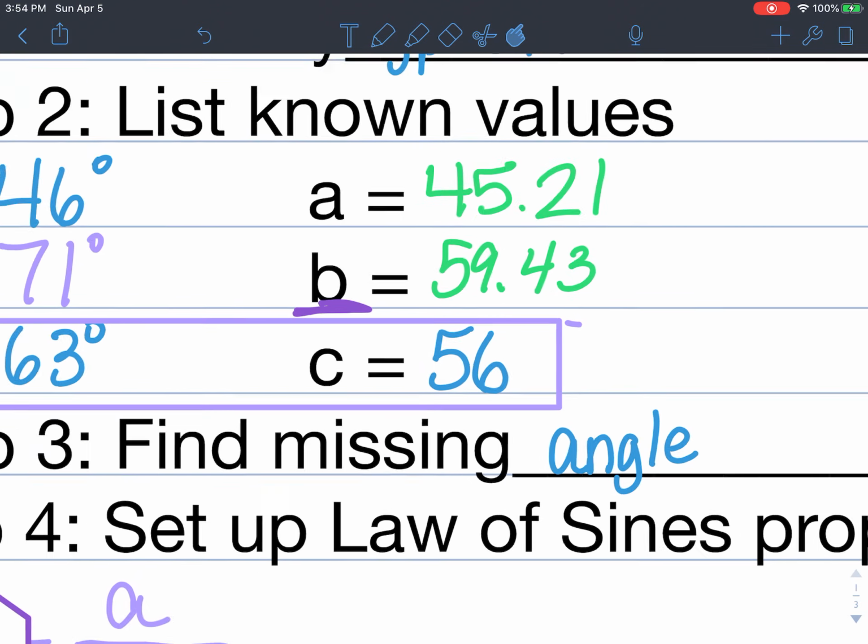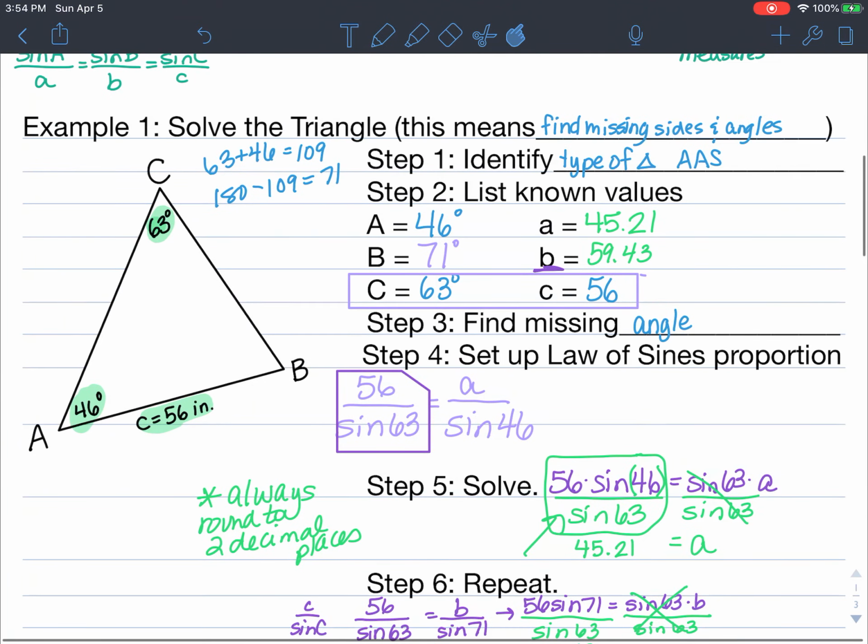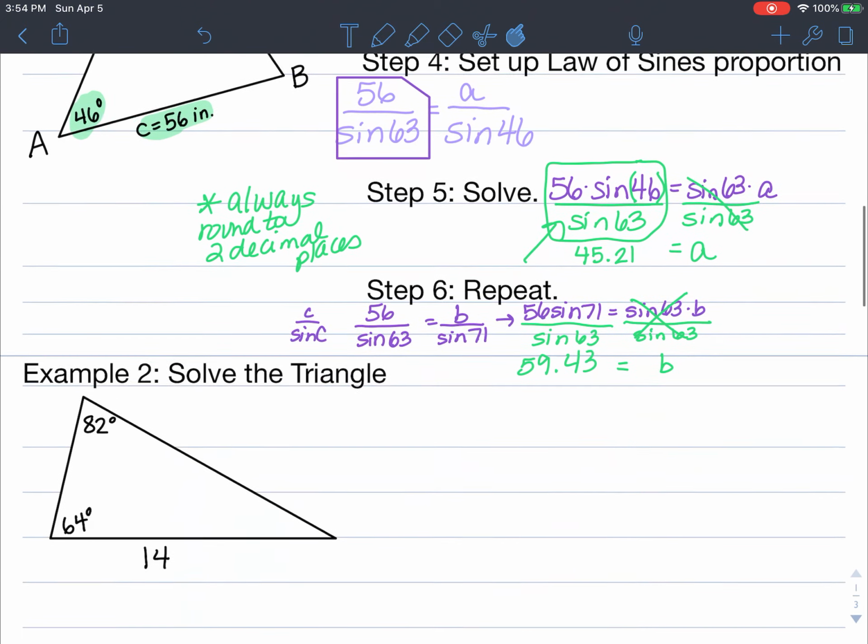59.43. And there we go. Now we've solved the triangle because we have all the sides and all the angles. Okay, let's try another one.